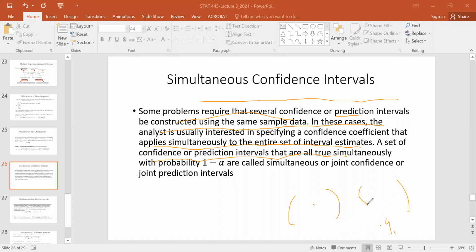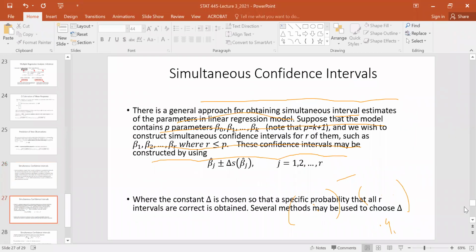All right. Remember that we said in repeated samples, what you get here will be different from what you get here. So as you keep doing this, or even with the same sample data you are using for beta 1 and beta 0, when will you be sure that it is true for both at the same time? We call them joint confidence intervals, or joint prediction intervals. So that's the basic idea.